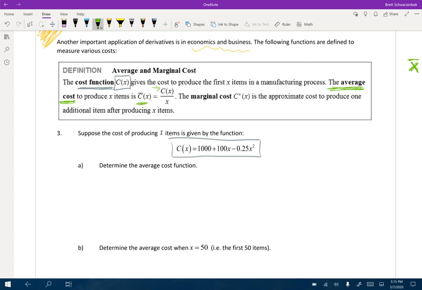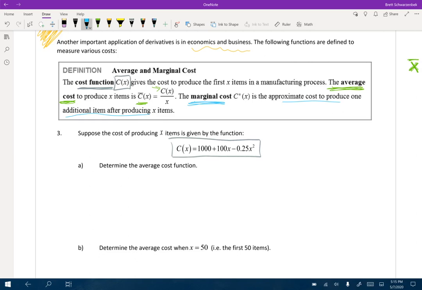The other concept is called the marginal cost. The marginal cost is defined as the approximate cost to produce one additional item after producing a number of items. Let's say I want to know the marginal cost of 5. That would be the cost of producing the 6th item. If I created one more item, how much would it cost?